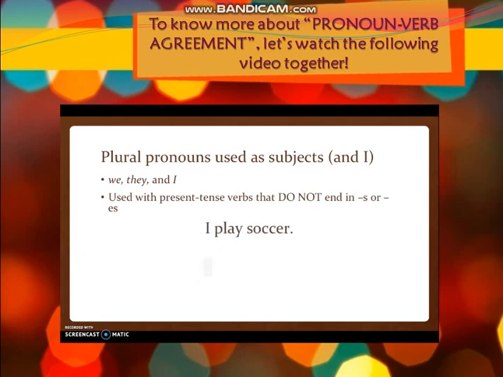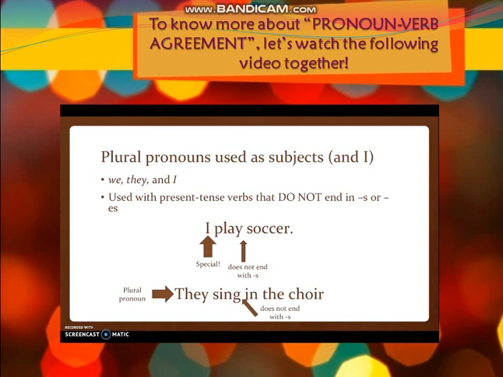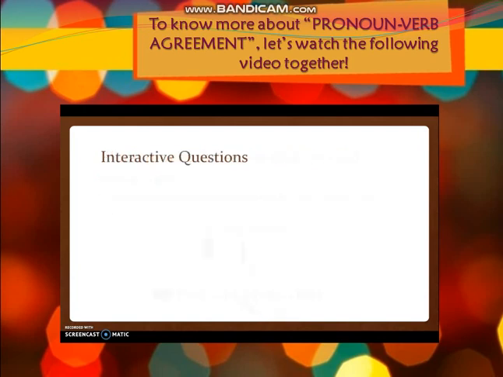I play soccer. Remember, I is special. It's not plural, but it follows the rules of plural pronouns. So play does not end with s. Same thing with this sentence. They sing in the choir. They is a plural pronoun. There's more than one person. So sing does not end with s. That's right. And when I say choir, it means like an organized group of singers, okay?